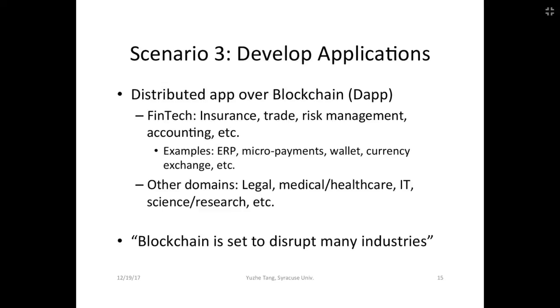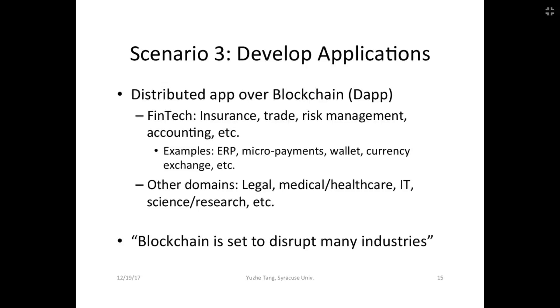Of course, there are some solutions for this problem: you can join a mining pool to improve your probability. But let's save that for another lecture. The third scenario that I want to talk about is developing some applications on top of blockchain.